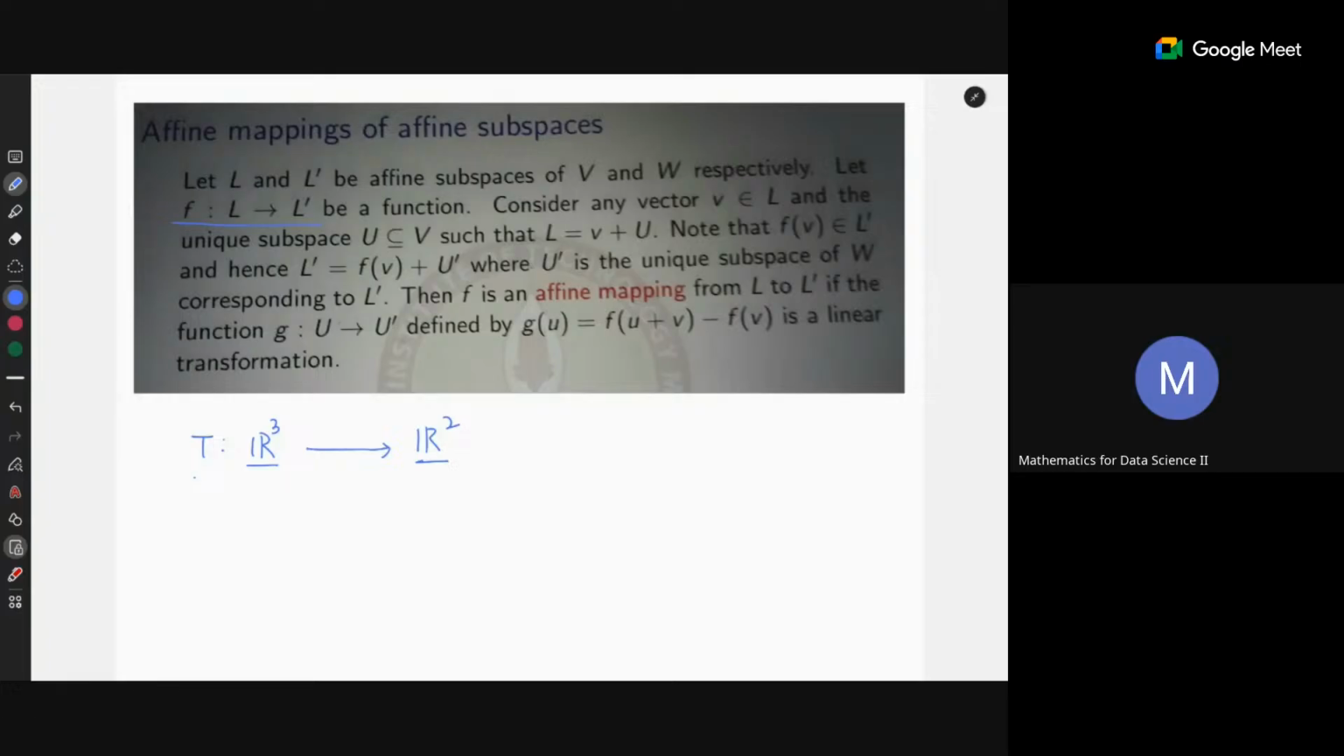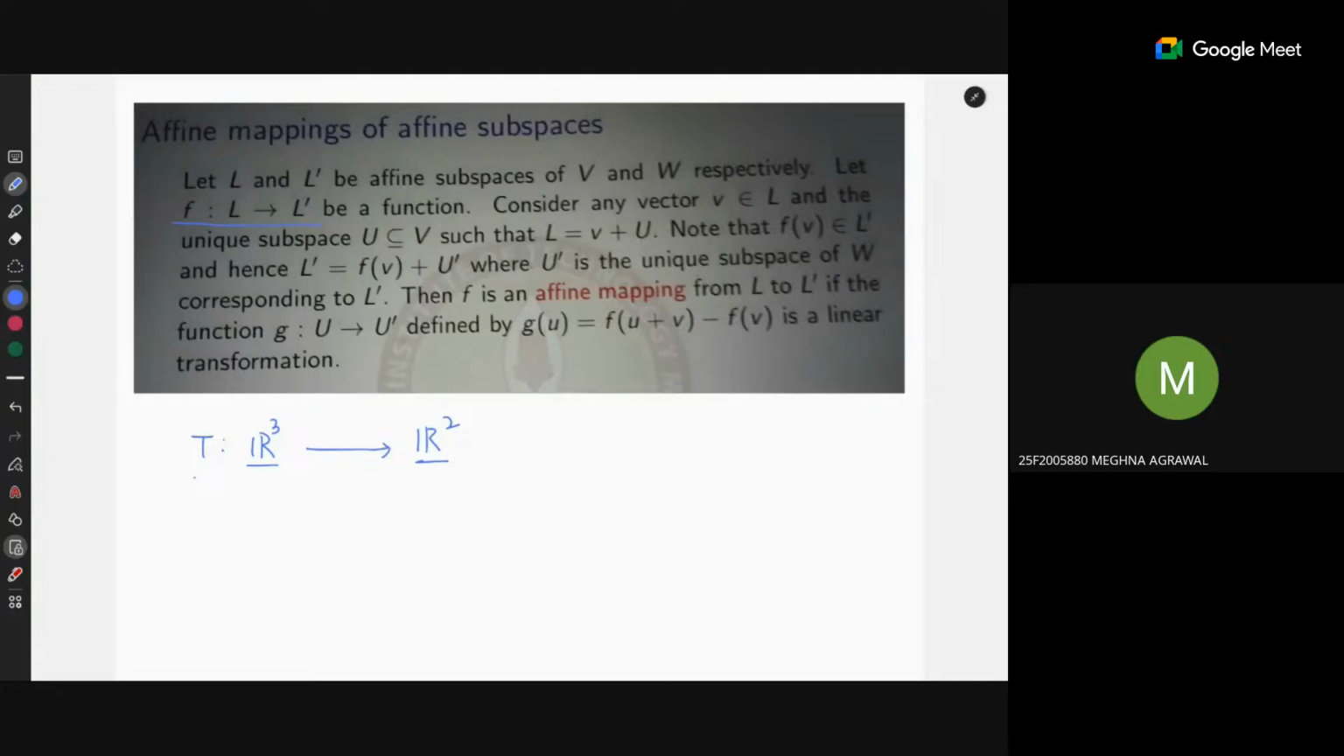Why are R3 and R2 affine subspaces? Anyone? Because we can write them as the addition of the zero vector. Yes, the zero vector.